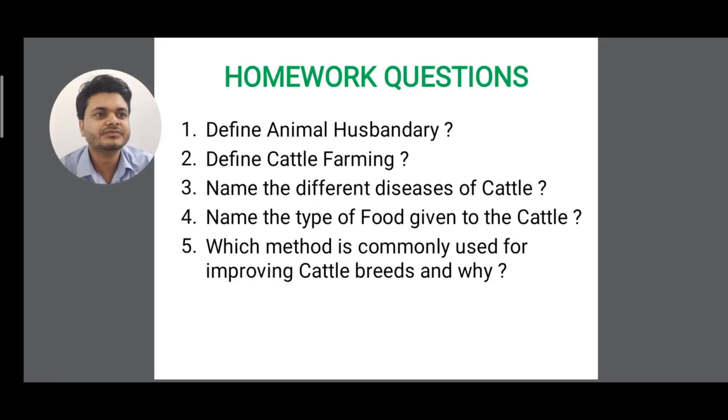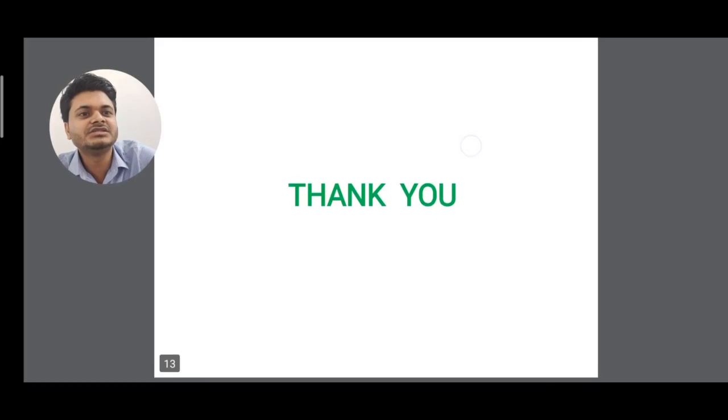Understood? So what are the homework questions? Define animal husbandry. Define cattle farming. Name the different diseases of cattle. Name the types of food given to the cattle. And which method is commonly used for improving cattle breed and why? So students, these are the homework questions.